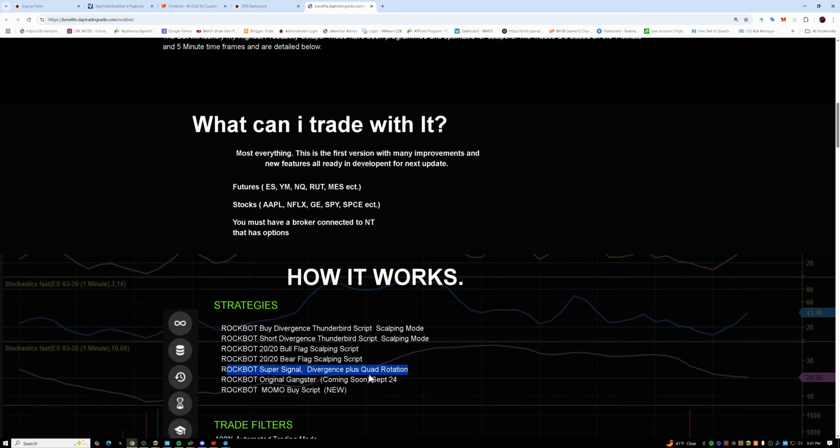SuperSignal divergence plus quad rotation is only a buy right now. There is a short you get, but it's not a SuperSignal short. But it's a great short. These still need to be fixed for Rhythmic. They work fine for everything else, but I would always be careful when you're using Rhythmic data. Just make sure your stops are in place.